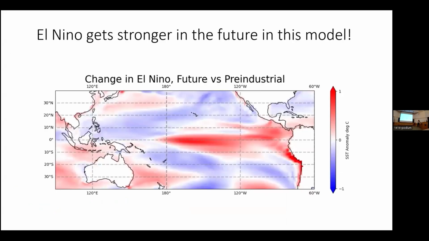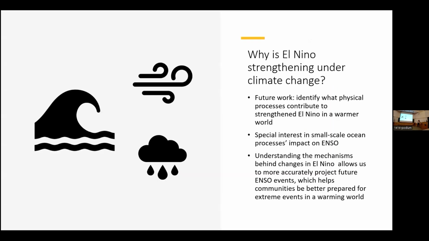And so we find in this model thus far that El Niño gets stronger in the future. So that's what this red band shows, that future sea surface temperature anomalies get larger relative to what they are now. So that means that El Niño would be more extreme, and so that means that there could be more extreme impacts.